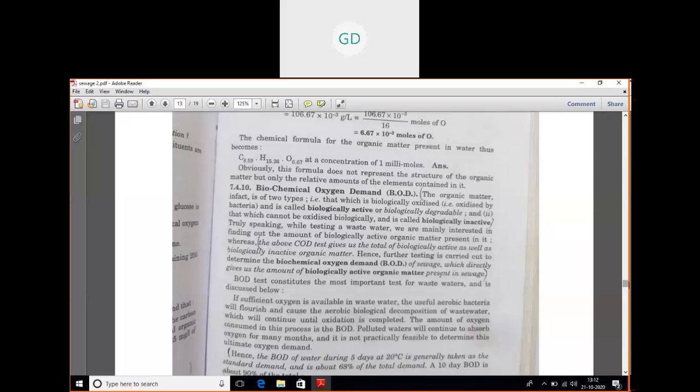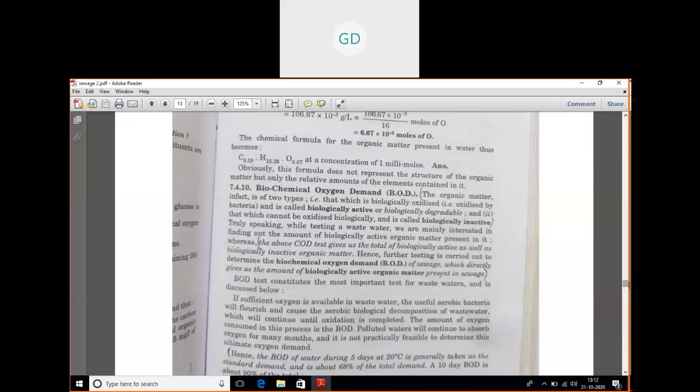Did you understand what they say? So this biochemical oxygen demand, while we do the BOD test, they give us only the biologically active, or you can say biologically degradable, organic matter. So basically for that reason your BOD is more important than your COD. The COD test gives us two results, but your BOD gives us only the biologically active organic matter. It tells us how much biologically active organic matter is present in the sewage.